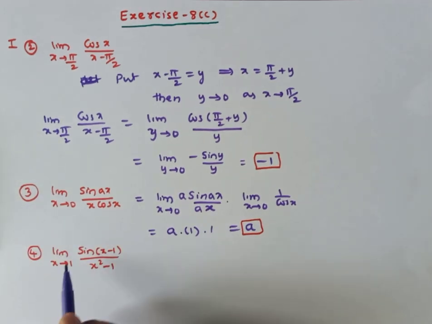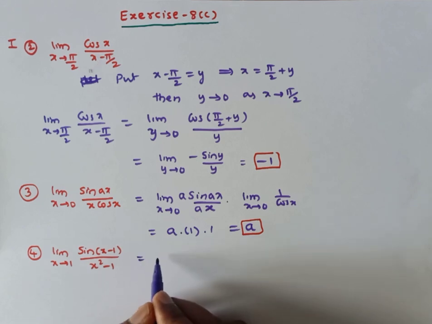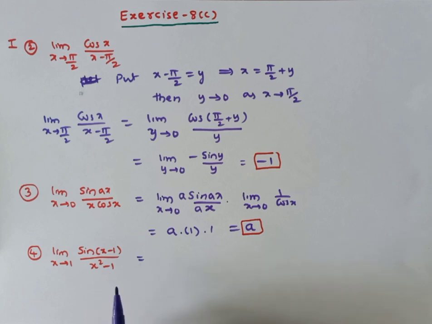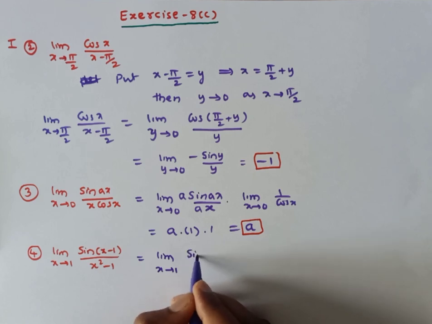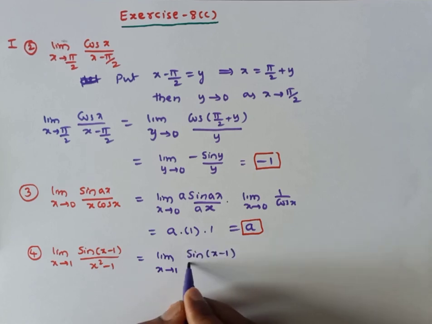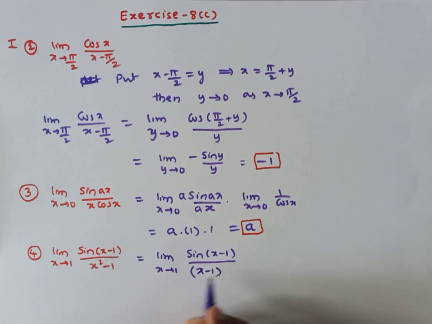Next, the fourth problem: limit x tends to 1, sin of x minus 1 by x square minus 1. If you put x equals 1 directly, then it is sin of 0 by 1 square minus 1, which means 0 by 0, so it becomes an indeterminate form. So we need to factorize. Here x square minus 1, or 1 square, can be written as a minus b into a plus b form. So this becomes limit x tends to 1, sin of x minus 1 whole divided by x minus 1 into x plus 1.